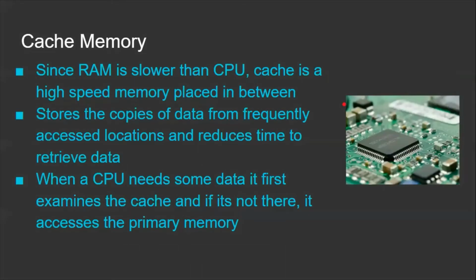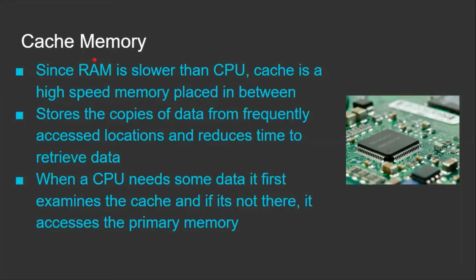Now we're going to talk about cache memory. So now we know that RAM is slower than the CPU. Cache is a high-speed memory placed between the CPU and the RAM. It stores copies of the data from frequently accessed locations and reduces time to retrieve data. Like if you have a folder in your computer which you open very frequently, like maybe it's your homework project or whatever, then the more often you open it, the faster it'll open because it reduces time to retrieve data. That is done by the cache.